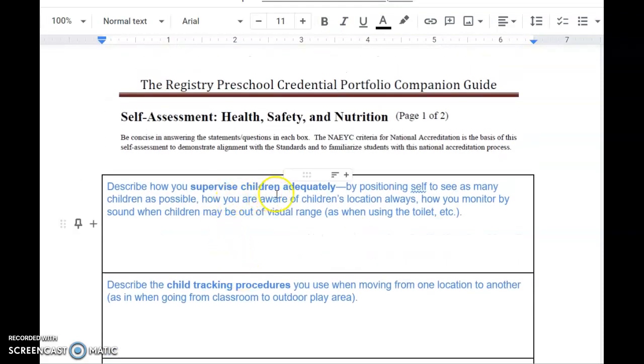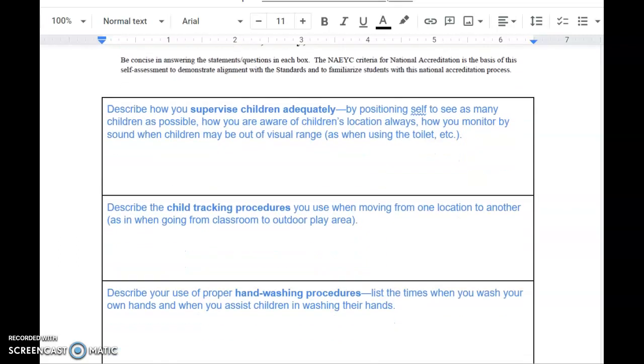Describe how you supervise children adequately. So where do you position yourself? Do you think about that? And if you don't, you should. Do you position yourself in a certain place where you are always aware of where the kids are so that you can see everything that's going on? How do you monitor what's going on? Let's say you've got kids using the bathroom and you're obviously not in there. How are you being aware of all of that?